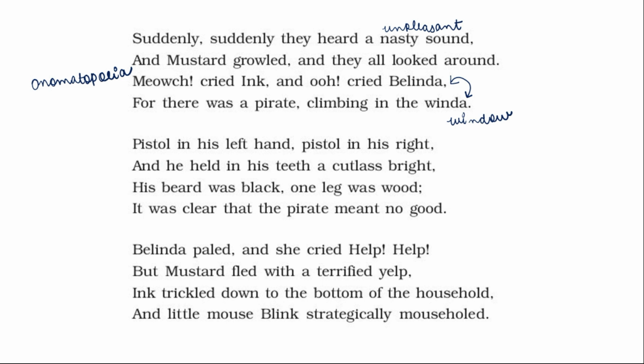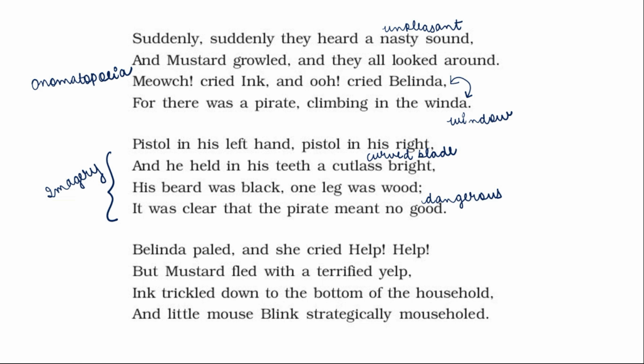So here in the next stanza they're giving the description of the pirate. "Pistol in his left hand, pistol in his right." So he had two pistols in both the hands. "And he held in his teeth a cutlass bright." Cutlass means a curved blade. So in his mouth, held by his teeth, he had a curved blade. "His beard was black and one leg was wood." So he did not have a leg, and instead of that there was a wooden leg. "It was clear that the pirate meant no good." So it was clear that the pirate was dangerous and was not thinking of anything good, but something dangerous to do. So here imagery is used where you can imagine this entire scene or this description of the pirate.